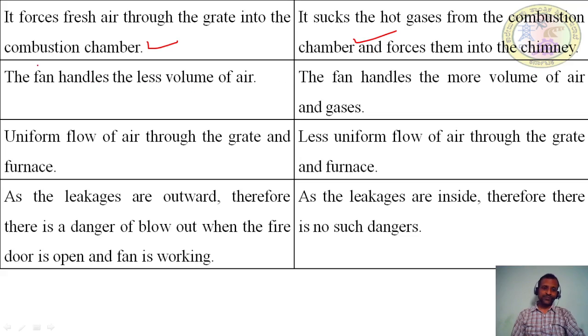This is the difference. The fan handles less volume of air. The fan handles less volume of air. The fan handles more volume of air and gases in this case. Uniform flow of air through the grate and furnace. There is a uniform flow of air here, but less uniform flow of air through the grate and furnace in this case.